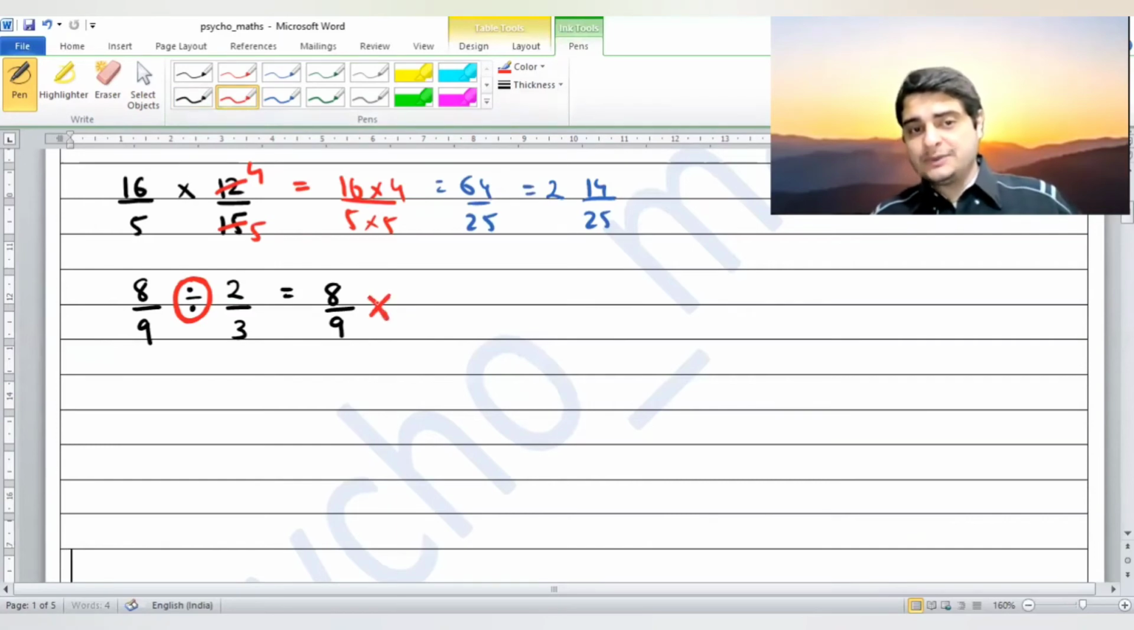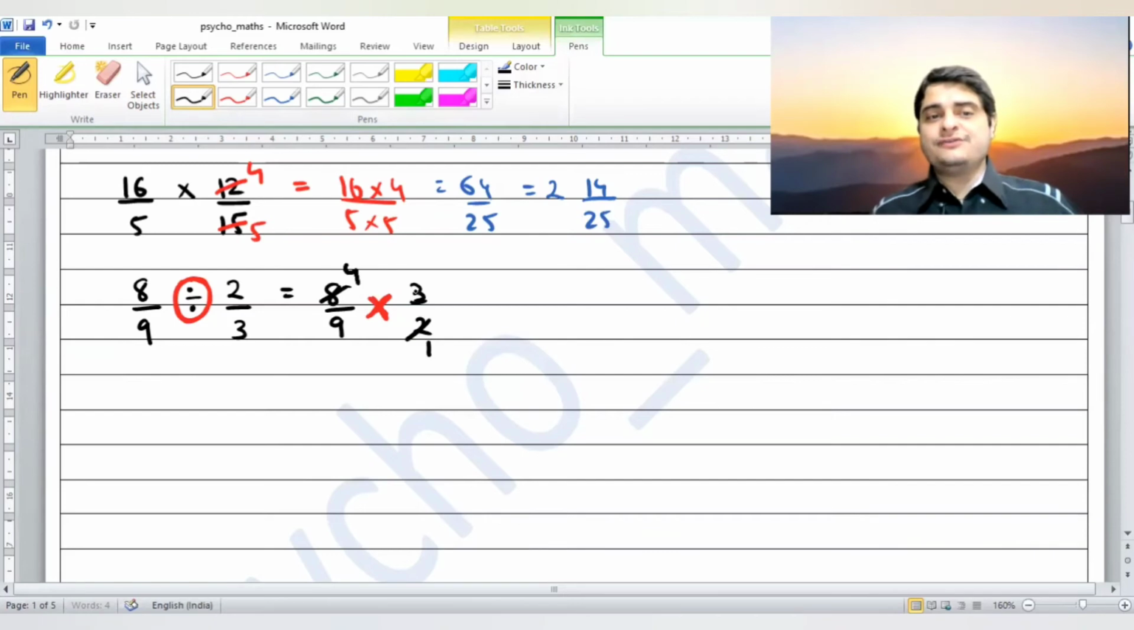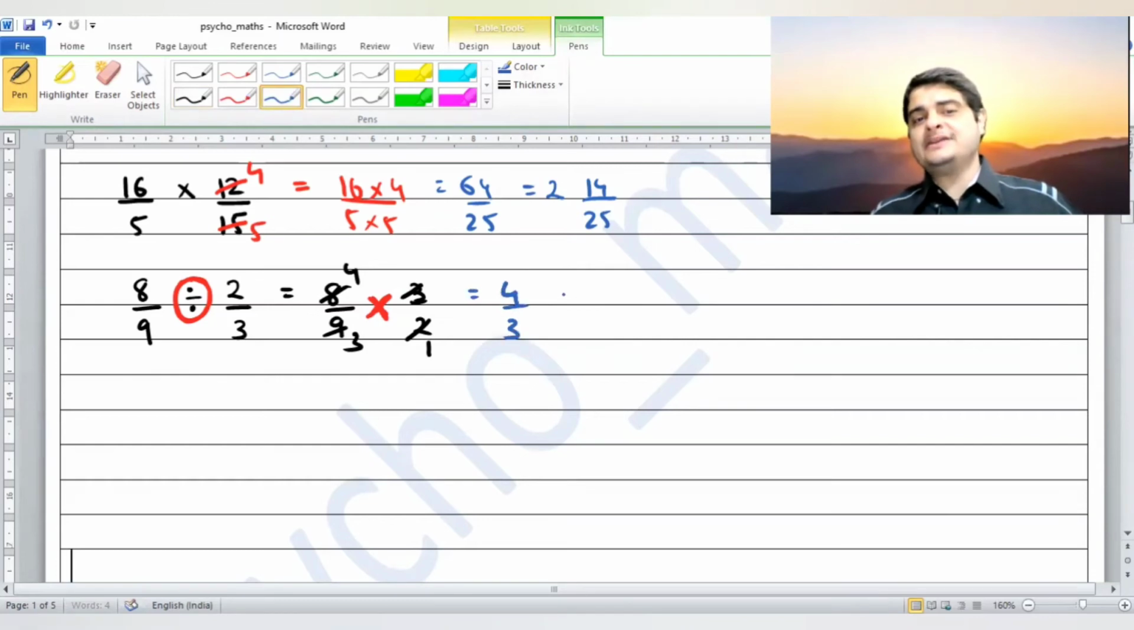So I marked it with red. So you be a bit cautious over here, and it will be converted as 3 by 2. So once it has been converted, it is 2 ones are 2, 4 threes are 12... check, the outcome is 4 by 3, again improper. The mixed fraction is 1 integer, 1 by 3.